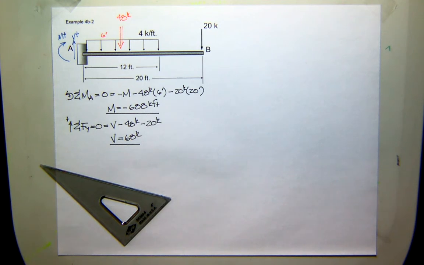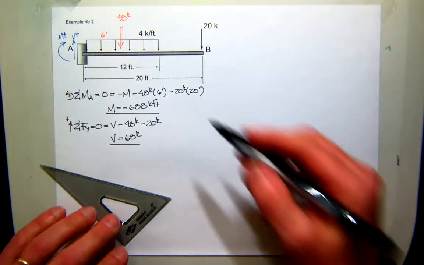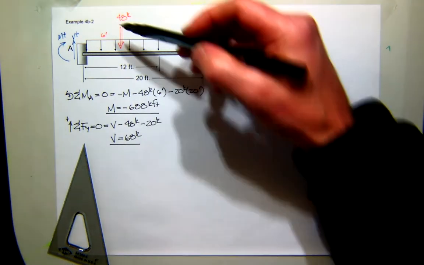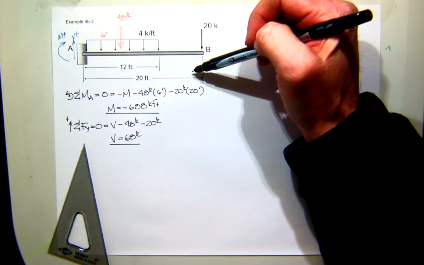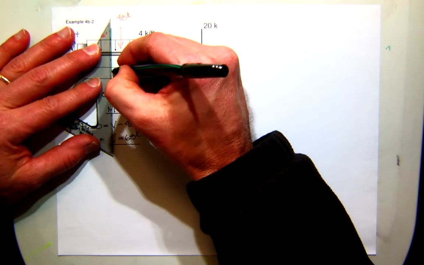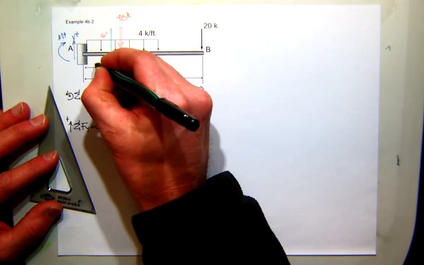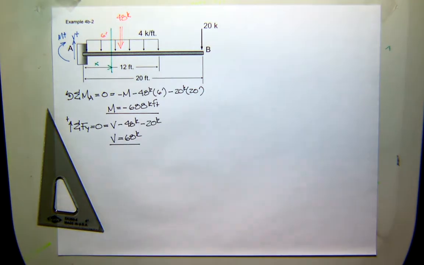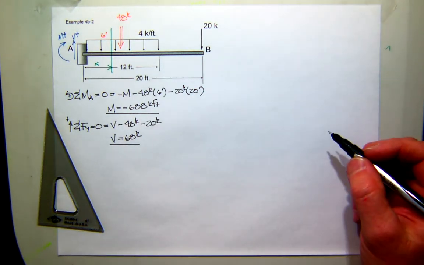Okay, so what we're going to do now is cut this structure somewhere from 0 to 12. Now, do you guys want to work the left side or the right side? Maybe I'll just imagine it cut here at some distance x. Left side, right side. I think the left side is going to be a little easier to deal with.